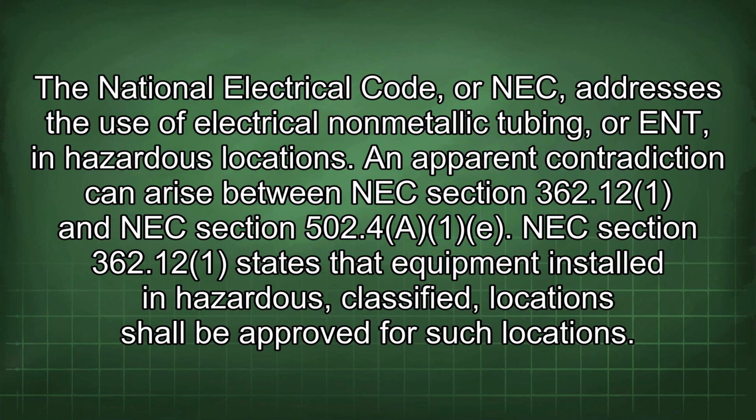The National Electrical Code, or NEC, addresses the use of electrical nonmetallic tubing, or ENT, in hazardous locations. An apparent contradiction can arise between NEC section 362.12 and NEC section 502.4 A&E. NEC section 362.12 states that equipment installed in hazardous classified locations shall be approved for such locations.